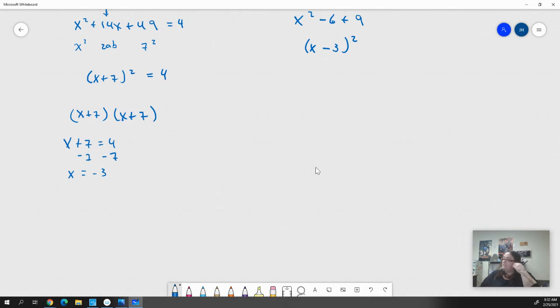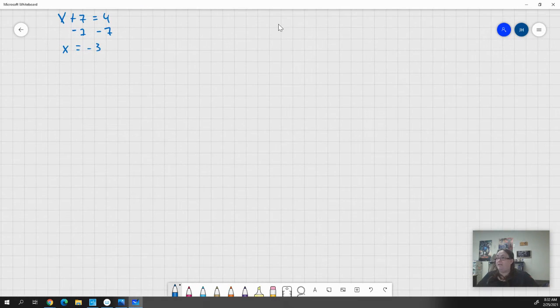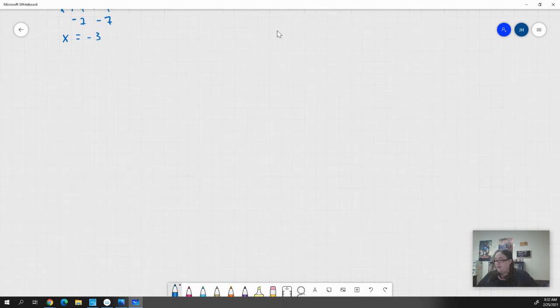So the idea of this is creating these perfect squares so that we can solve any quadratic. And the way we do that is we use steps. I like steps whenever I can. So completing the square, steps.